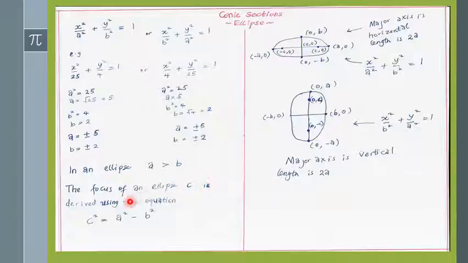And then there's another thing in an ellipse which is called the focus of the ellipse, and it's given by the letter c. It's derived using the equation c squared equals a squared minus b squared. So if you have an ellipse and you're given a squared and b squared, you can always find c squared by using this equation here.